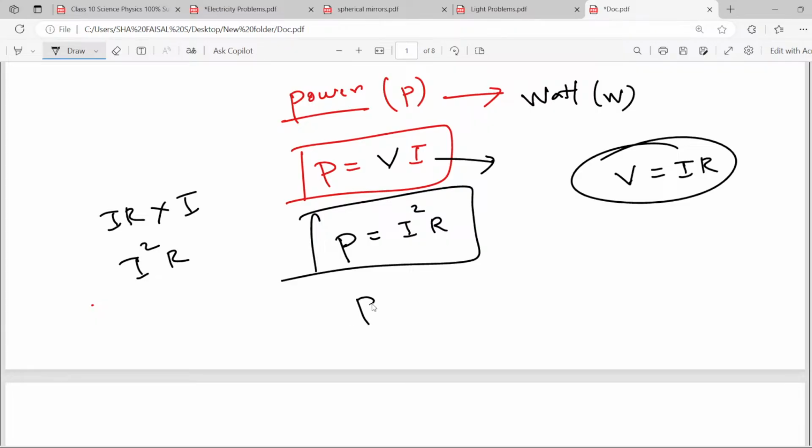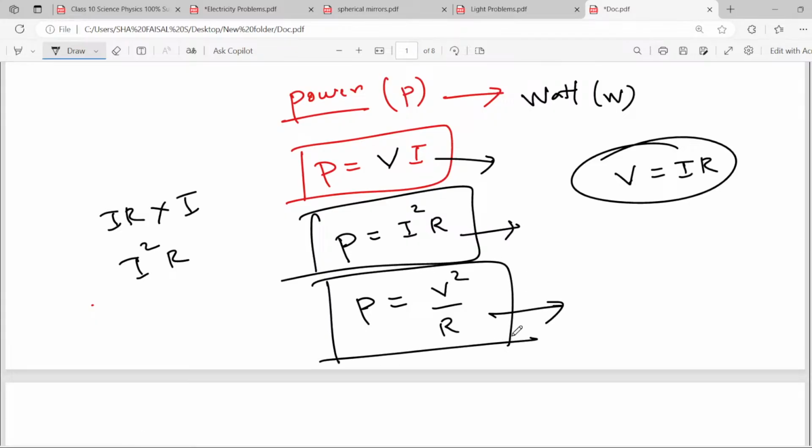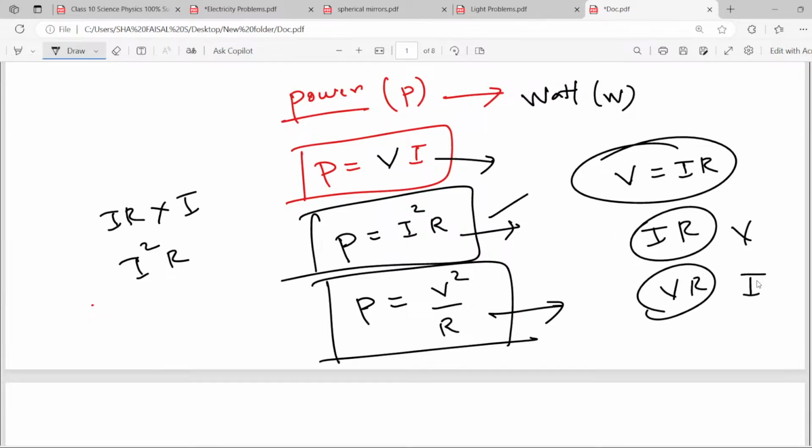And we have one more formula, that is P is equal to V square by R. Okay, simple. Instead of I, we are writing in the form of V. So P is equal to V square by R. These three formulas depend upon the problem. In a problem, if they give I and R, we use this. If they give V and R, to find P, we can use this. So remember students, these are the three important formulas to find the power.